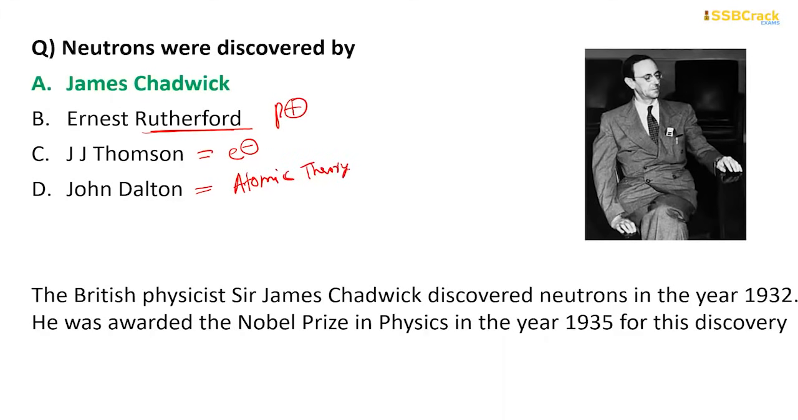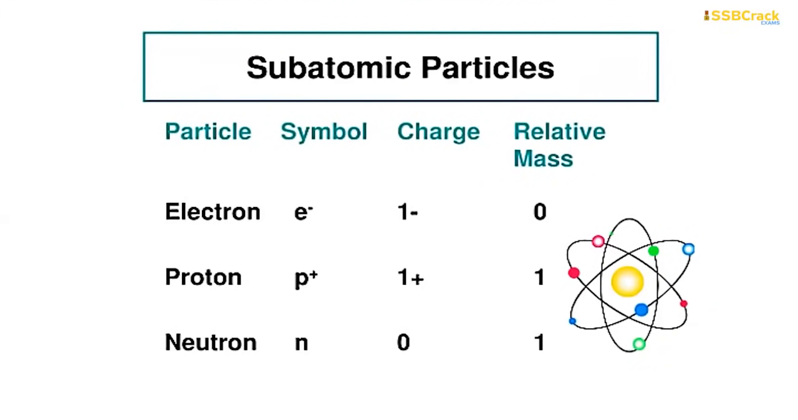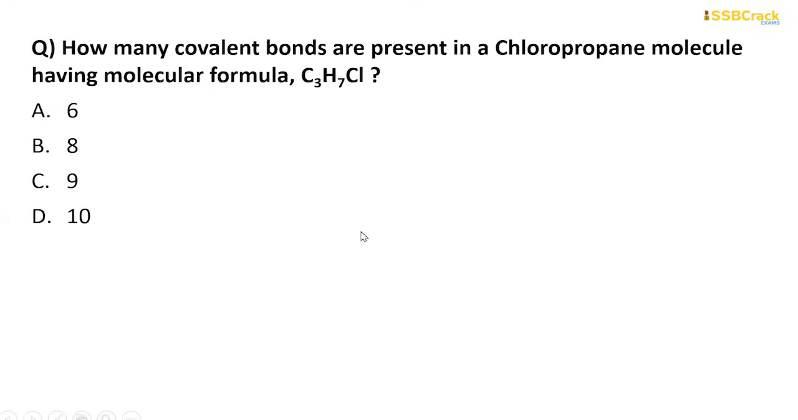Moving on to the next question, we have: how many covalent bonds are present in a chloropropane molecule having molecular formula C3H7Cl? So we have to count the number of covalent bonds. First we'll have to draw the structure. The word here is "prop". Prop means first we have to draw 3 carbons. So we have drawn 3 carbons here.